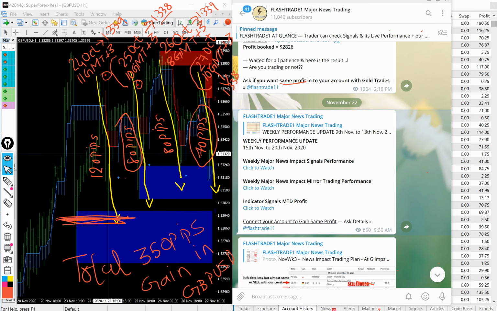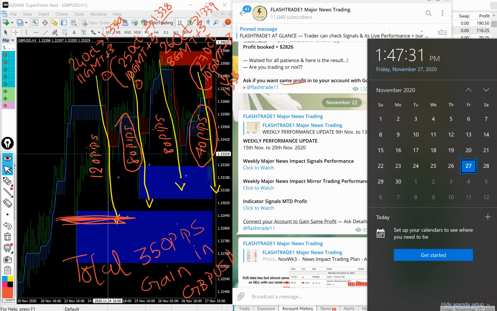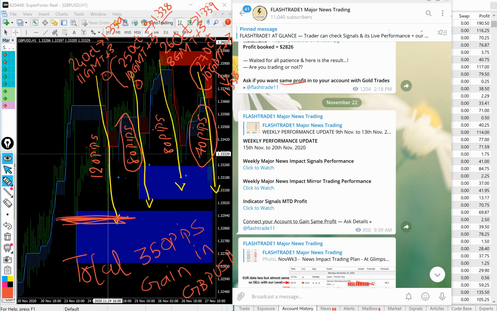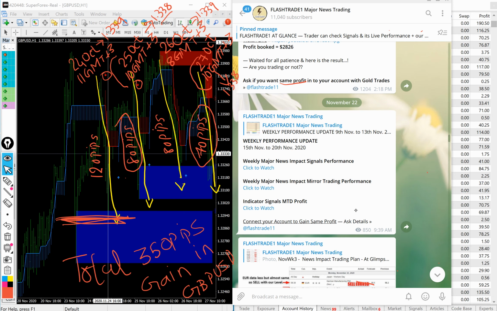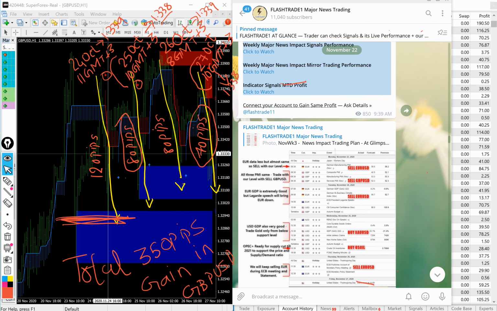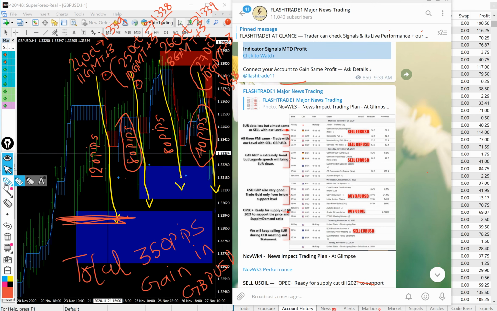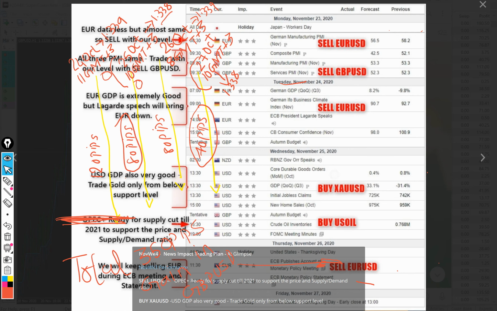You can see that on 22nd November, you can check on the calendar date, it was Sunday. On Sunday we gave a glimpse of the entire data, which you can see as the November week 4 news impact trading plan. So we have posted the entire week plan very well in advance, even when the market was not closed.